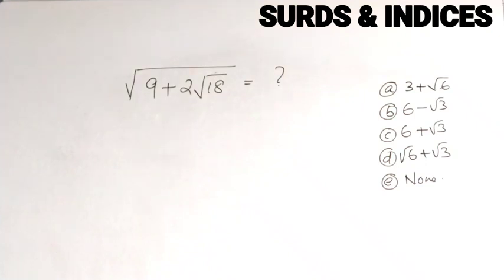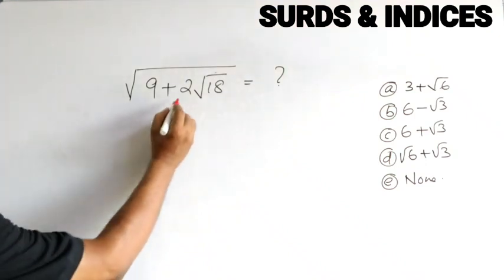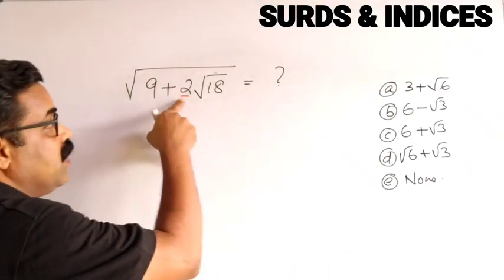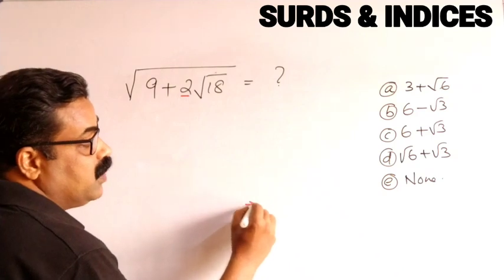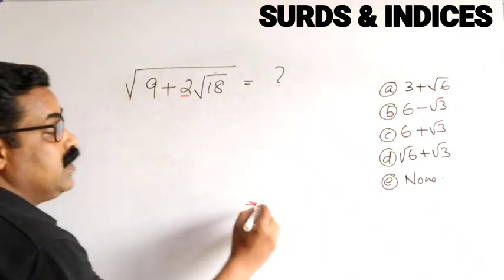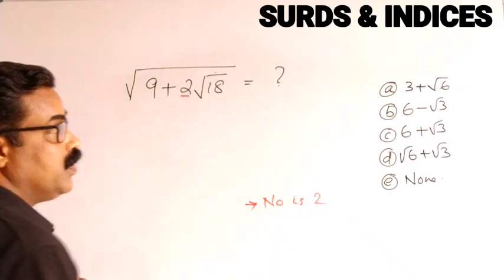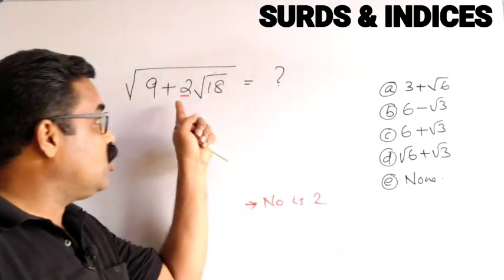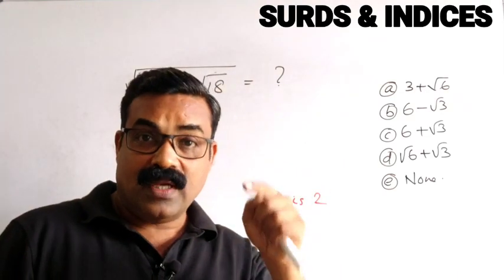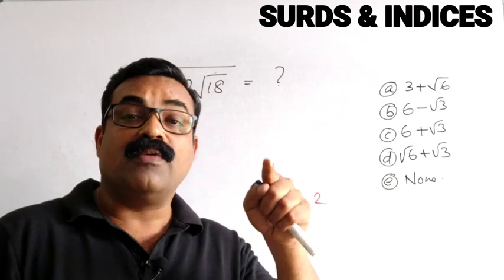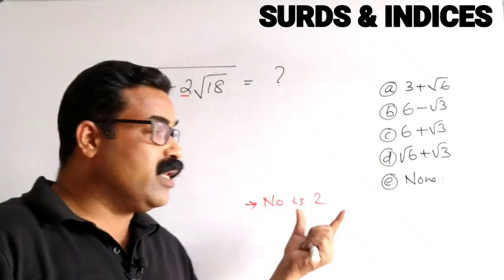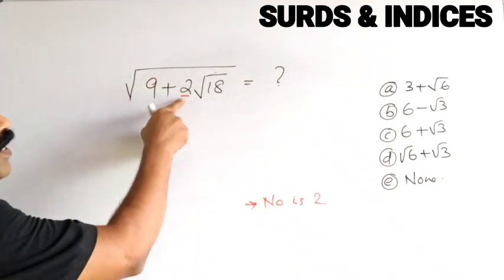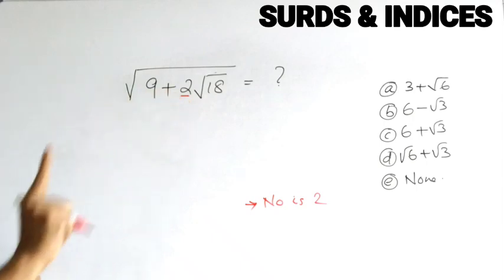So first of all, make sure that this number is 2. Step number 1 is to make sure that the number is 2. Check the question and understand the concept very clearly. If the number given is not 2, you have to make it 2. Then only you can use this shortcut method.